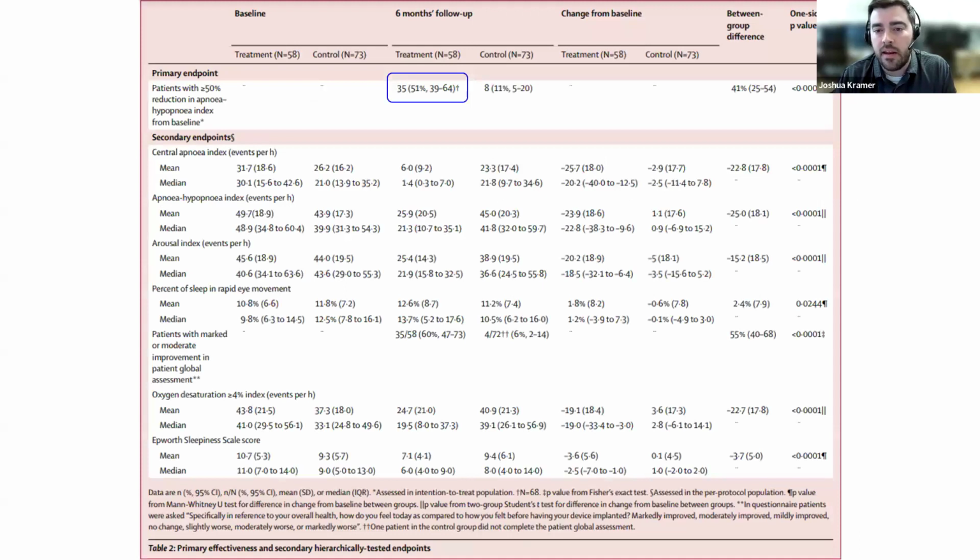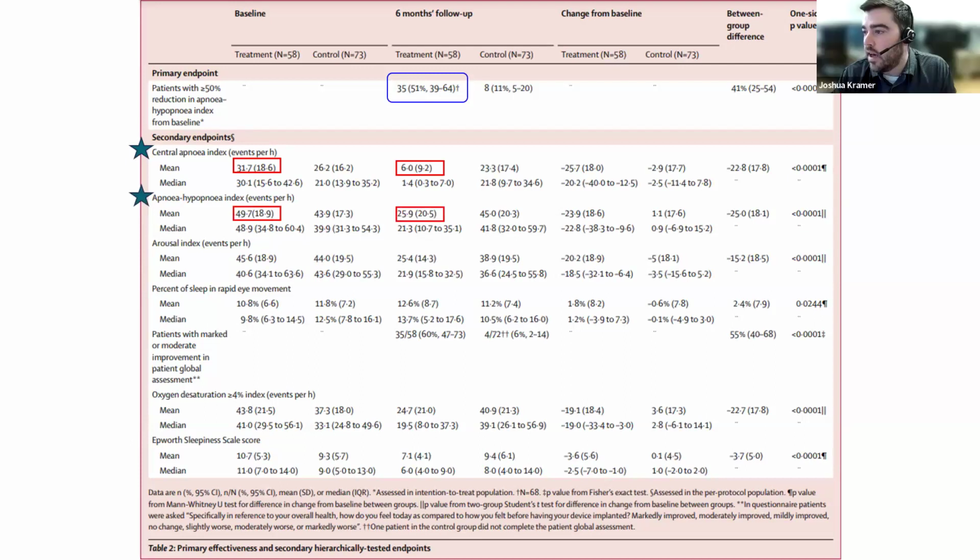So this is their main table of data. I'll go through this quickly because it's kind of messy, but I highlighted there that 35 patients, or 51% of the patients in the treatment group, did have at least a 50% reduction, which was their main primary endpoint. But they also wanted to highlight a couple other things that they noticed regarding their sleep and sleep architecture. So here's the central apnea index. You can see that reduction from 31 to 6.